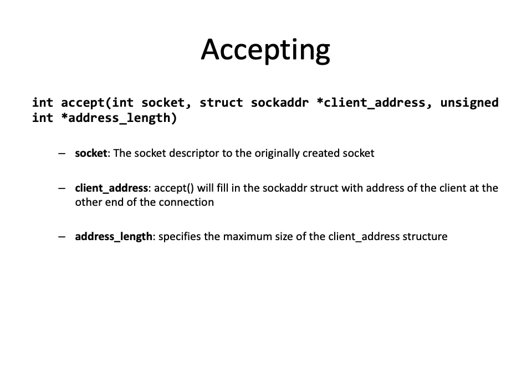So int accept: socket is the socket descriptor of the originally created socket. So that's the socket that you're listening on, the bound and listening socket from the server. And then you're passing it this struct socket address, a pointer to this structure, which is going to contain some information about the client on return. So this function is going to fill in that struct. And then unsigned int address length is a pointer to an unsigned int. So it's going to say, here's the maximum size of the client address structure.